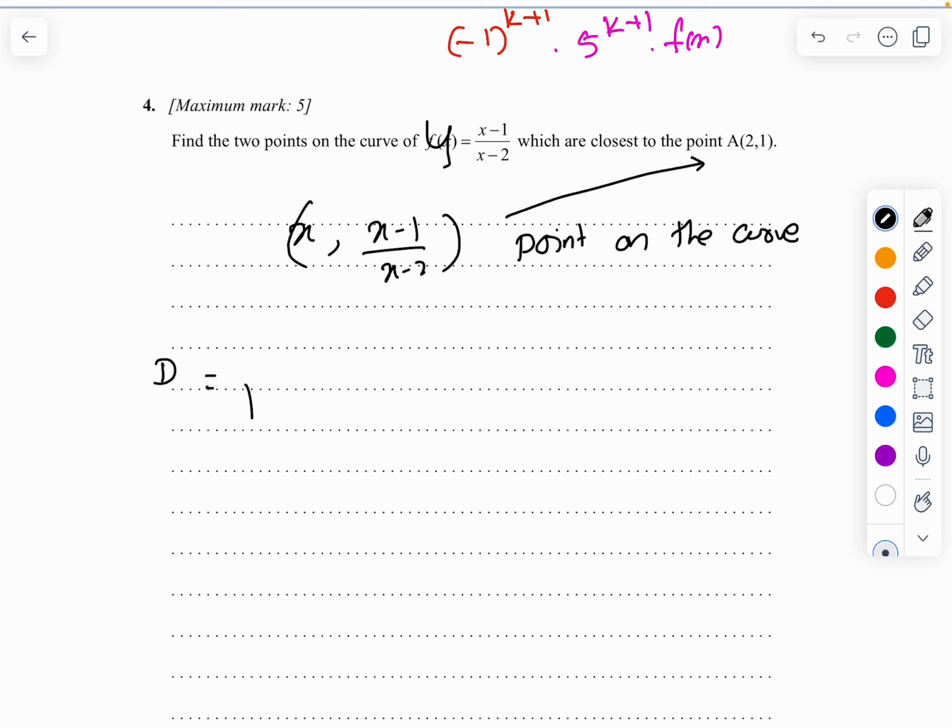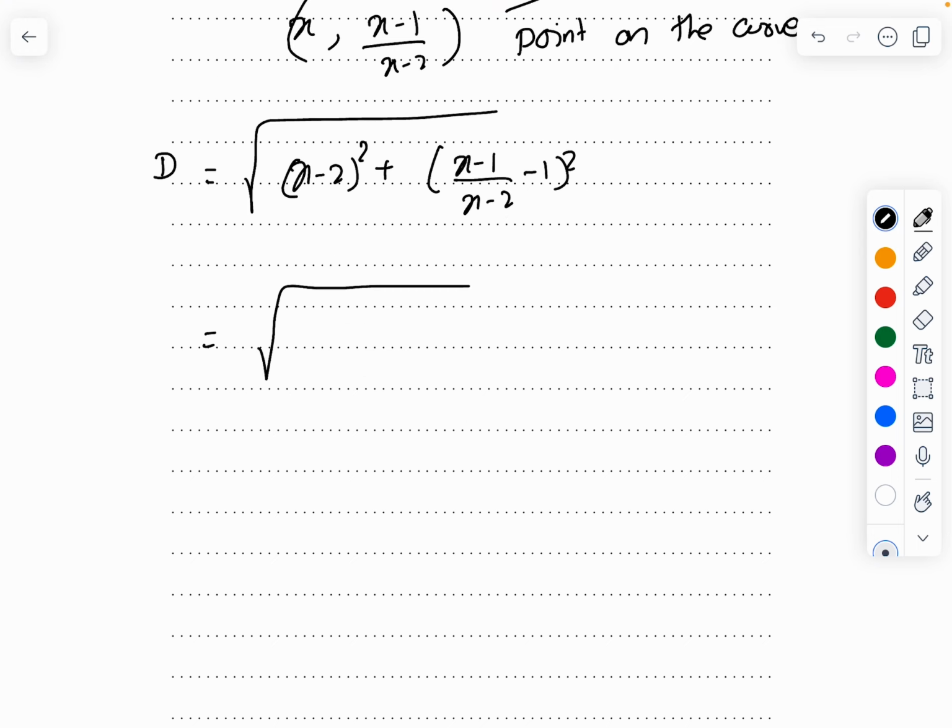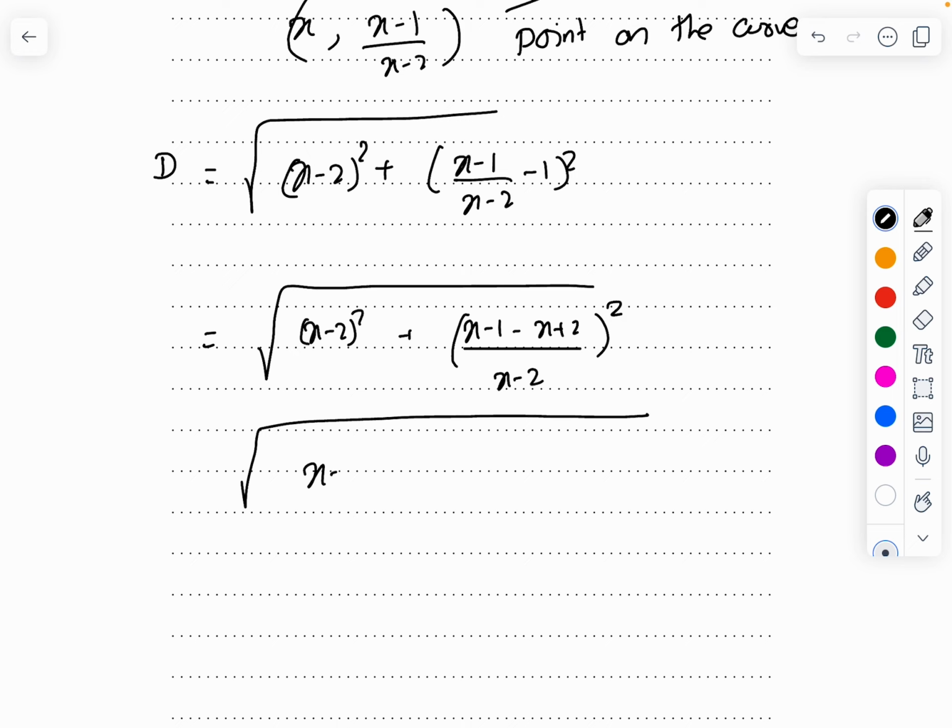So the distance equals the square root of (x2 minus x1) whole square plus (y2 minus y1) whole square. So it becomes (x minus 2) whole square plus, with the common denominator x minus 2, (x minus 1 minus x plus 2) whole square over (x minus 2) whole square. Then this is 1 minus x, x gets cancelled, only 1 is left over, 1 divided by (x minus 2) whole square.